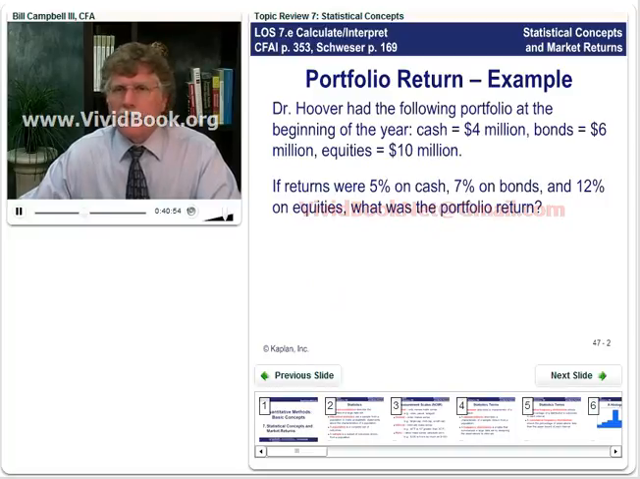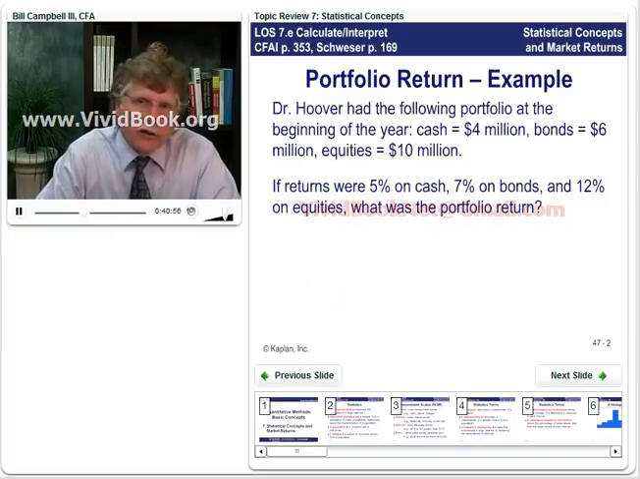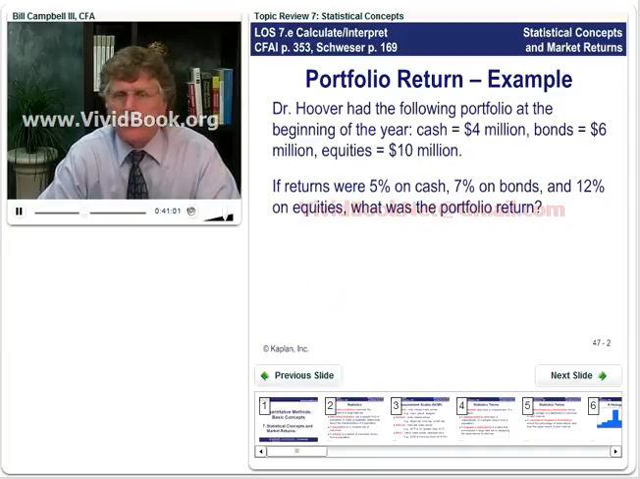All right, here's an example for portfolio returns. We have Dr. Hoover. He has a portfolio with $4 million in cash, $6 million in bonds, and $10 million in equities. So the total value of his portfolio, $4 million plus $6 million plus $10 million, he has $20 million in his portfolio. If returns were 5% for cash, 7% for bonds, and 12% for equities, what was the portfolio return? This is one of those weighted averages about which I was telling you. They didn't give you the weights, but the weights are easy to compute.